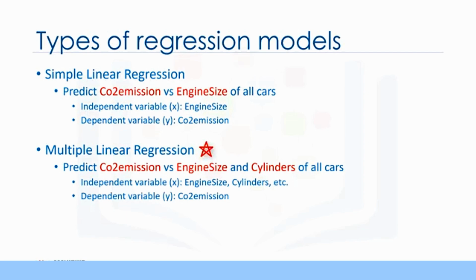For example, predicting CO2 emission using engine size and the number of cylinders in the car's engine. Our focus in this video is on multiple linear regression. The good thing is that multiple linear regression is the extension of the simple linear regression model. So, I suggest you go through the simple linear regression video first if you haven't watched it already.